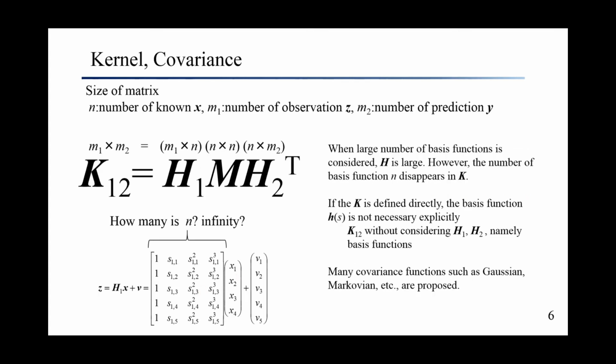So when a large number of basis functions is used, we need a large H matrix, right? N is the number of basis functions. However, the number of basis functions N disappears in K, right? N disappears. So if K is defined directly, the basis functions are not necessarily explicit. So K without H, namely without basis functions. Many covariance functions, such as Gaussian, Markovian, and Whittle-Matern, were proposed.